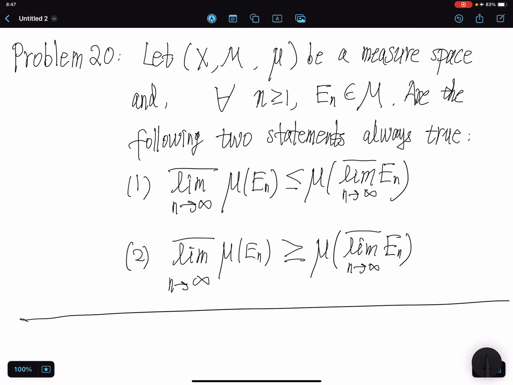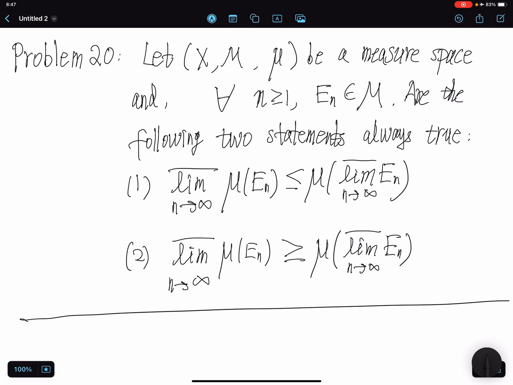Today we'll be working on the following problem. Let (X, mu) be a measure space, and there is a sequence of measurable sets E sub n. So we want to ask, are the following two statements always true or not? The first one is the upper limit of the measure of E sub n is always less than or equal to the measure of the upper limit of the sets E sub n.